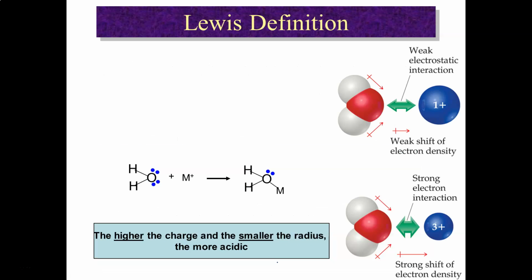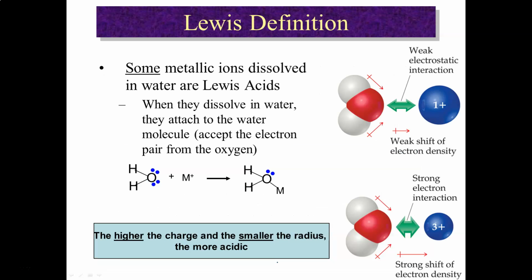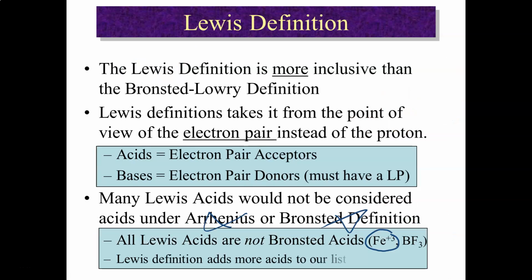So let's take a look at why. Some metallic ions, like Fe plus 3, are acidic when they dissolve in water. So why does that happen? When they dissolve in water, they attach to the water molecule and accept the electron pair on oxygen. You remember, oxygen has 2 lone pairs on it. And a Lewis base is an electron pair donor, and an acid is an electron pair acceptor. So we're going to focus on Fe plus 3, our positive ion, accepting an electron pair from the water.